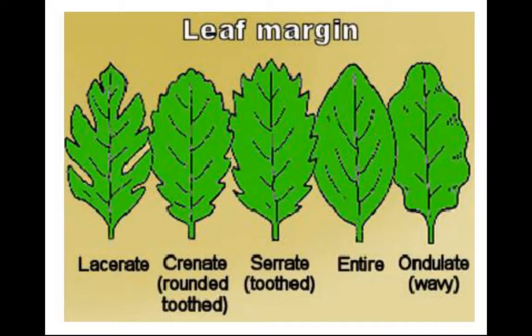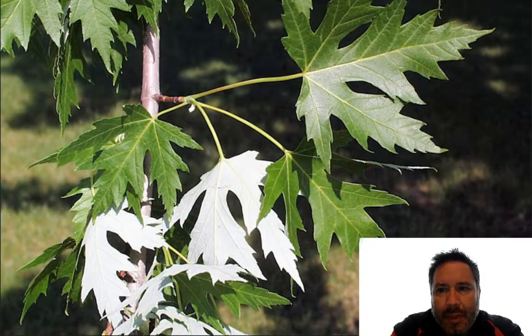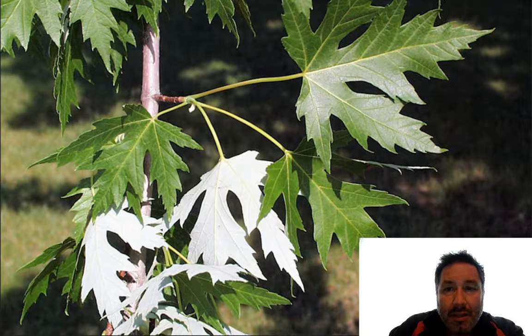So those are some of the basic leaf margin shapes that we need to be aware of. So here's a good example. These leaves are deeply lobed. And as you can see, some of you might recognize what this leaf actually is, or the tree that it's from. But as you see the back side of the leaf, you'll see that it is silverish. So this is a silver maple.